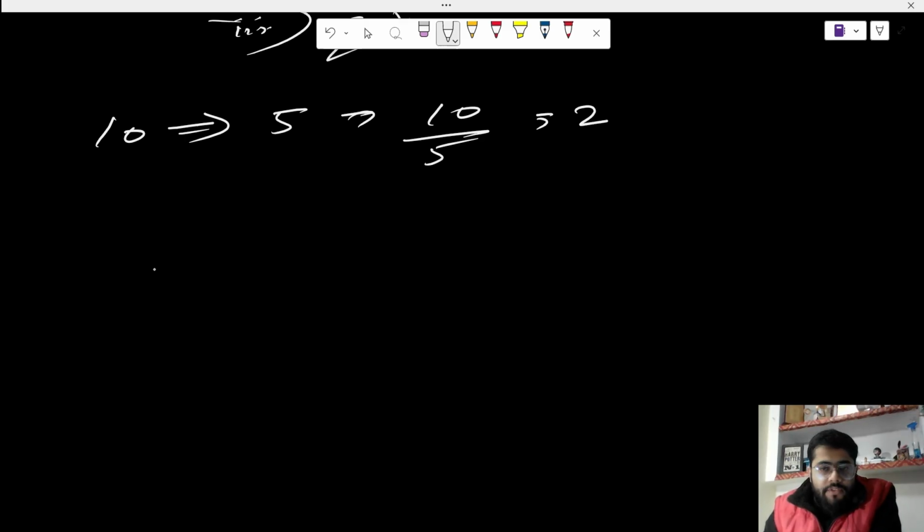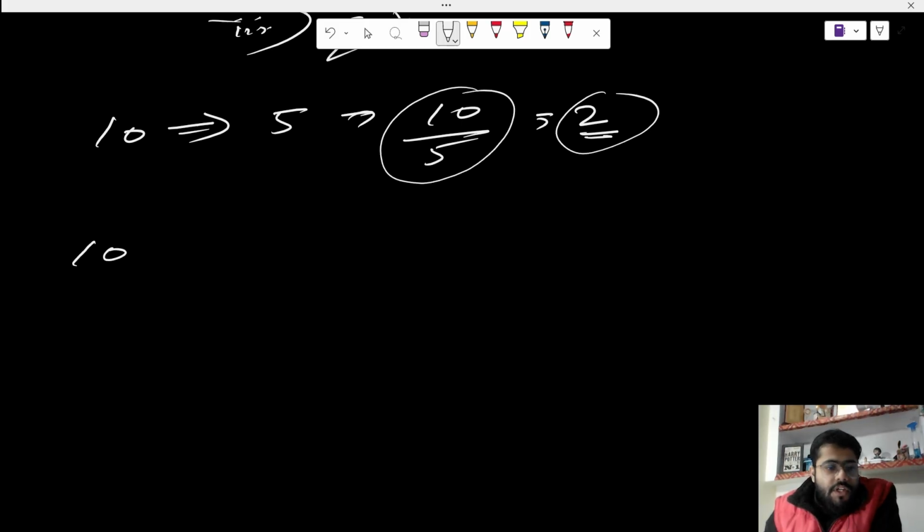Suppose you have 10 chocolates and you have to distribute these 10 chocolates to 5 people. So 10 divided by 5 is equal to 2. This is a very proper physical example: if you distribute 10 chocolates among 5 people, each person is going to have 2 chocolates. And 10 by 5 is a rational number, and 2 is also a rational number.